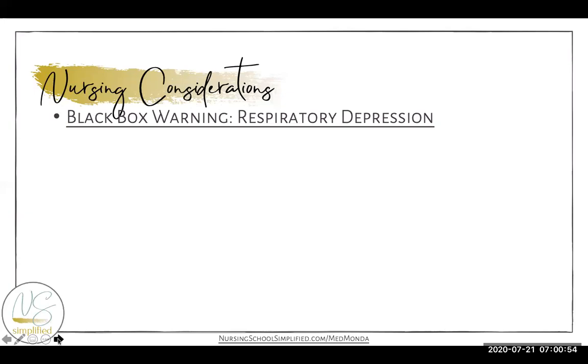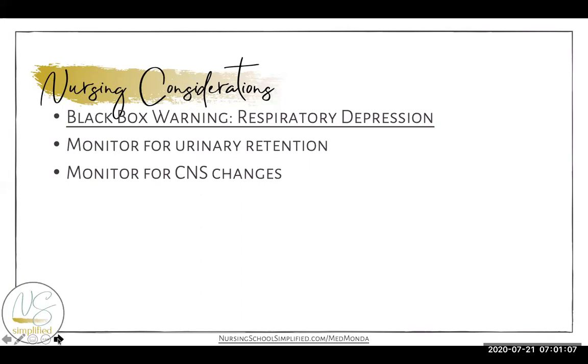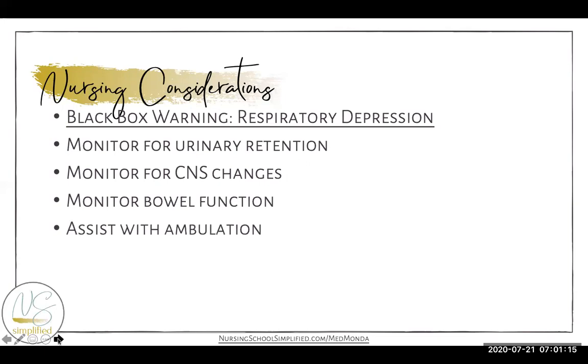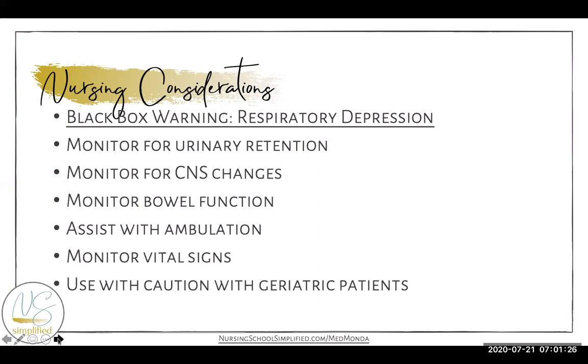Our nursing considerations include knowing that this is a black box warning for respiratory depression. So anytime we're administering this, we want to be sure that we're monitoring our patient's respiratory rate, pattern, and effort. We want to monitor for urinary retention, for CNS changes, especially in our geriatric population, and for bowel function. We want to make sure we're assisting our patients with ambulation and that they know to call for assistance. We also want to monitor our vital signs, and again, use with caution in our geriatric patient population.